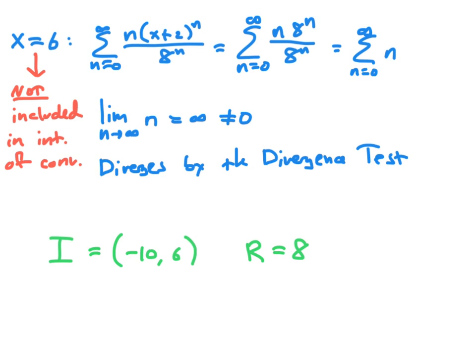Since neither endpoint is included, our interval of convergence is the open interval from negative 10 to 6, open on both the right and the left, not including negative 10 or 6, and our radius of convergence, as mentioned earlier, is equal to 8.